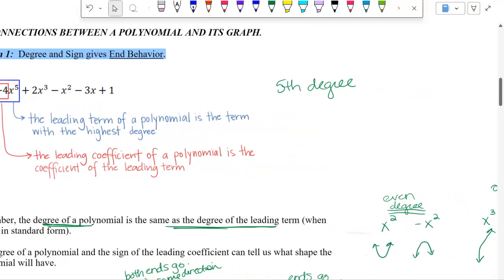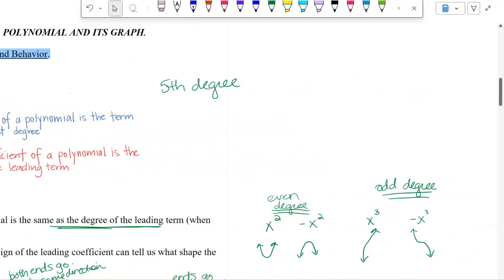Okay, so before we take a look at the chart down below, I do want to remind you, we learned some parent functions first semester. We learned x squared and we learned x cubed. And hopefully you remember the graph of x squared just simply looks like a U, and both ends are going up in an x squared graph.